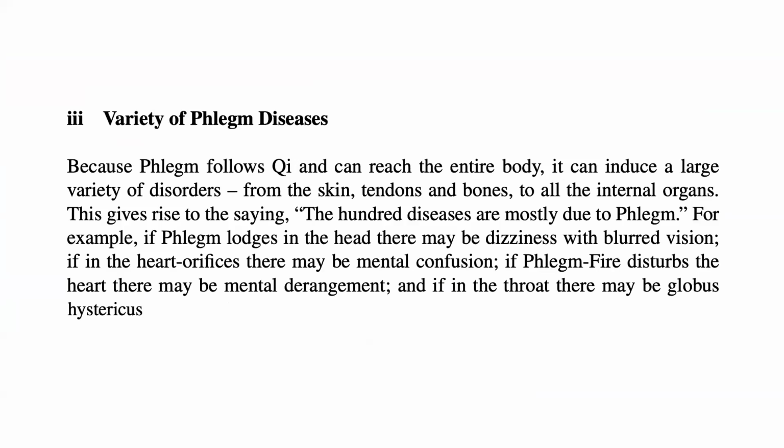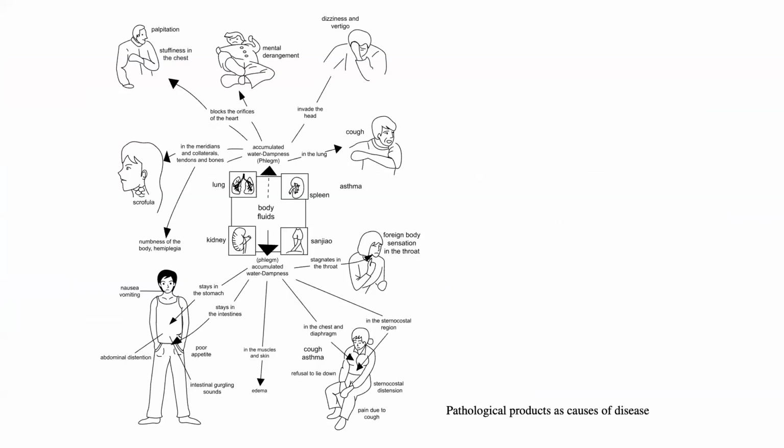The variety of phlegm diseases. Because phlegm follows Qi and can reach the entire body, it can induce a large variety of disorders, from the skin, tendons, and bones, to all internal organs. This gives rise to the saying, the 100 diseases are mostly due to phlegm. For example, if phlegm lodges in the head, there may be dizziness with blurred vision. If in the heart orifices, there may be mental confusion. And if phlegm fire disturbs the heart, there may be mental derangement. And if in the throat, there may be globus hystericus.